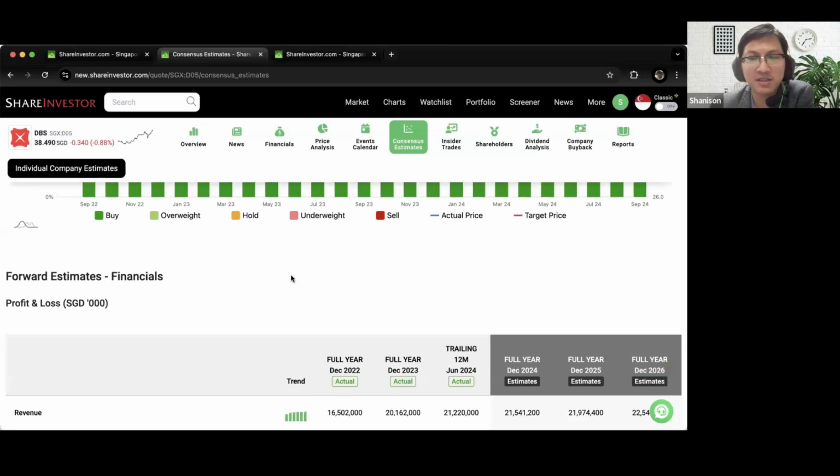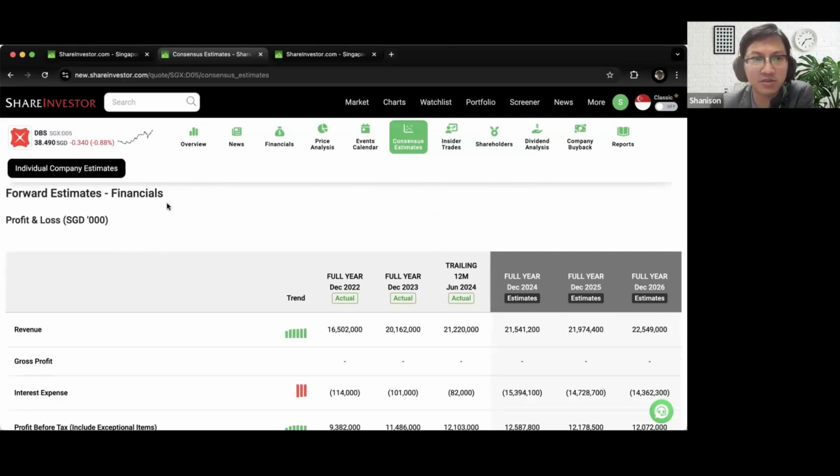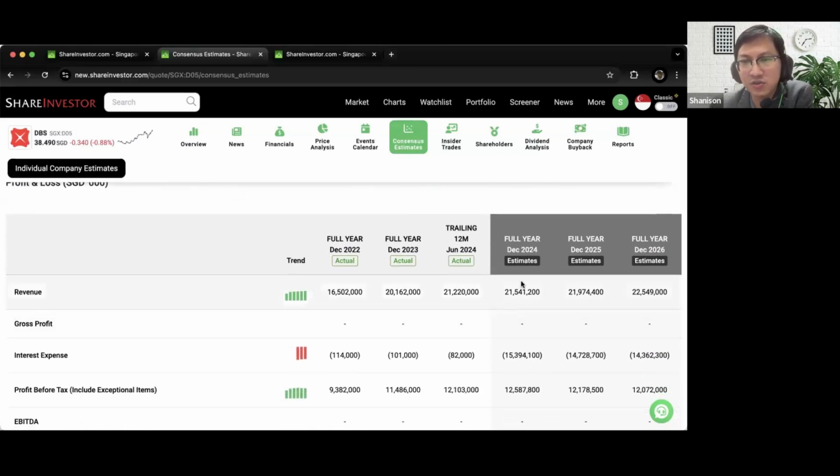And then forward estimates. We also provide not just the ratings and the target price, there are also these forward estimates in terms of the financials. This is an estimate, and it's the average. So you mouse over, and you can see the revenue forecast for the next 3 years.